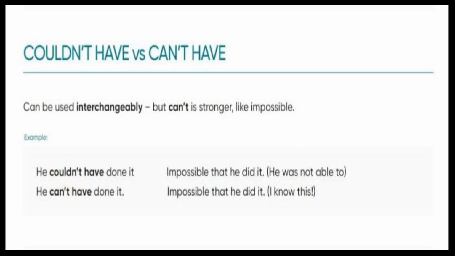Couldn't have. What's the difference between couldn't have and can't have? They can be interchangeable, but can't is stronger. For example, he couldn't have done it. Impossible that he did it. Or maybe you want to say that he was not able to do it. He couldn't have done it. Okay, but you are not sure. Maybe he could do it. Okay, the second one, he can't have done it. It shows that you are very sure that it is impossible for him to do it.